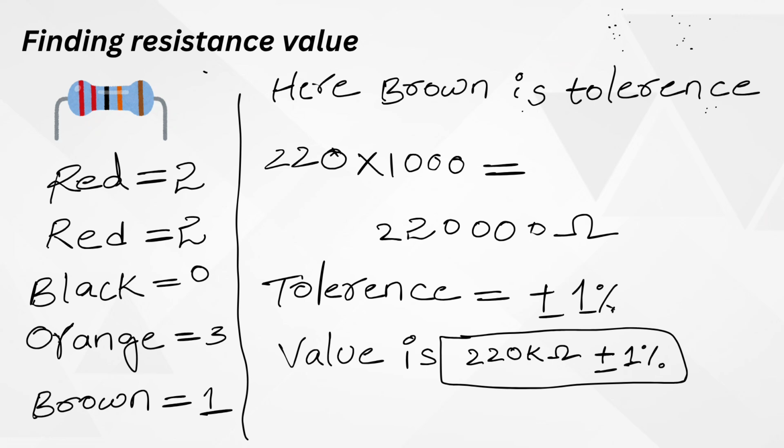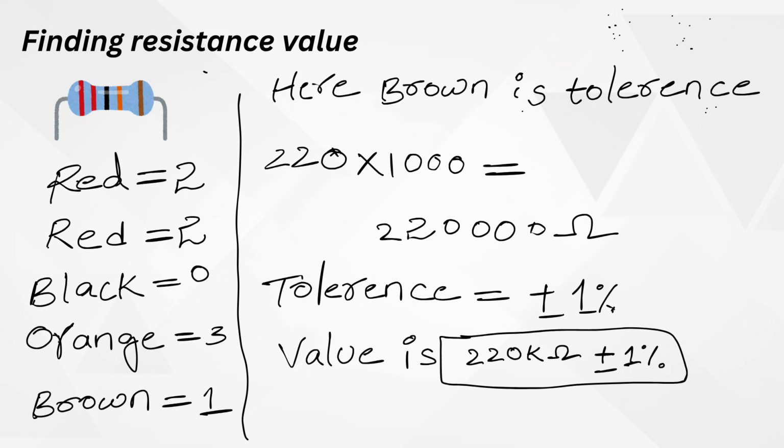So this is the way to find out the resistance value by using the color coding. It is very simple. We just have to know the values of those particular colors, and whichever color is present in the last band, we have to multiply with that digit.